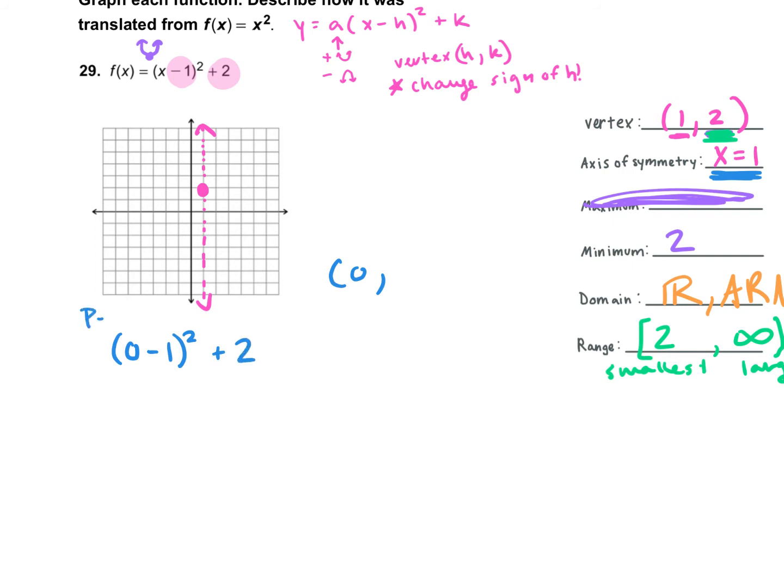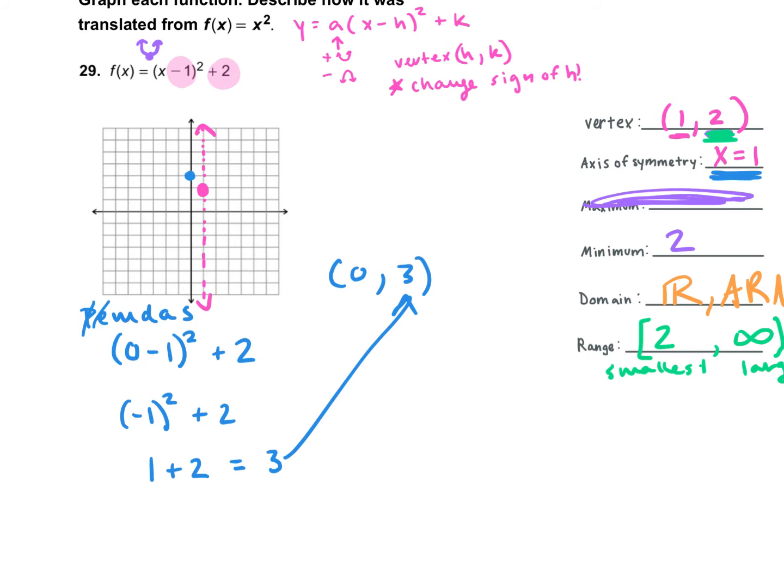Have to follow PEMDAS. So what do I need to do first? Parentheses. So 0 minus 1 is -1. Then what should I do next? Exponent. What's -1 squared? +1. And then what's 1 plus 2? 3. So I plugged in 0 and got 3. So this is another point on my graph. So I'm going to stay at 0, go up 3.